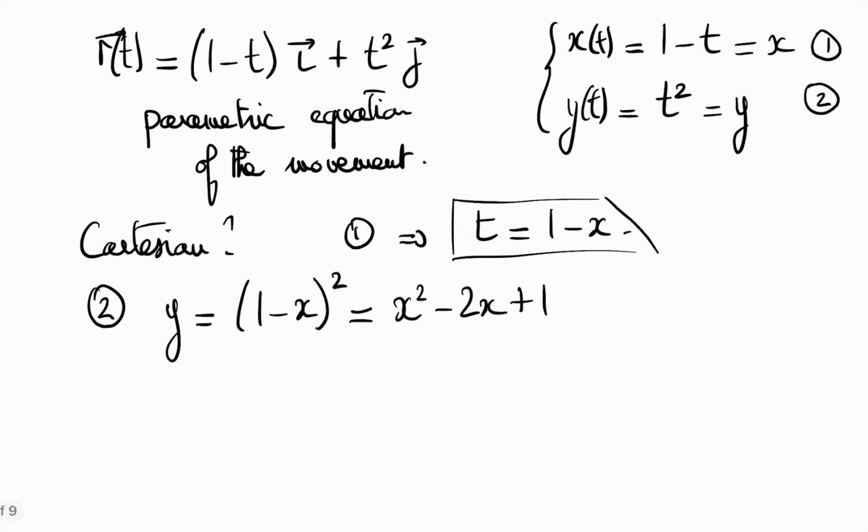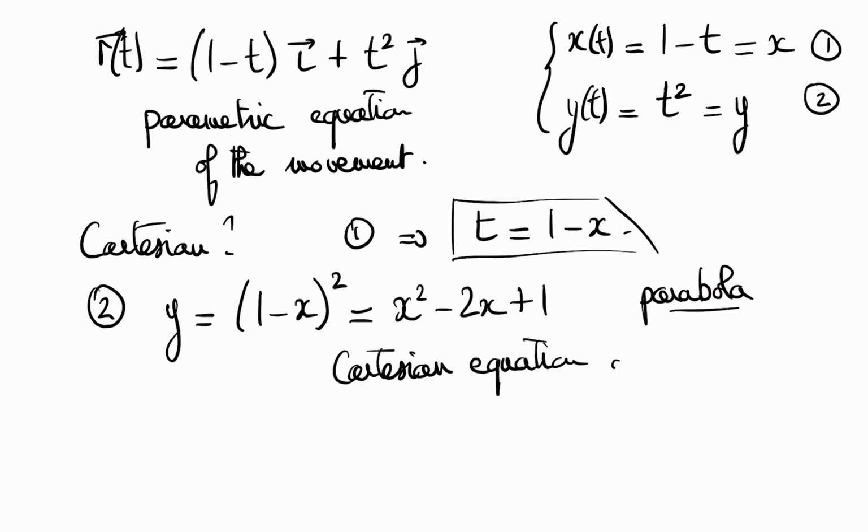And we know very well what is the movement of that. It's a parabola. So this, in that case, is a Cartesian equation of the movement.